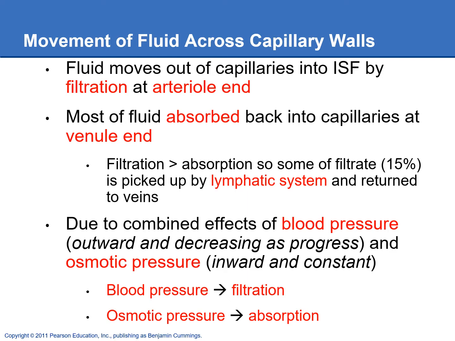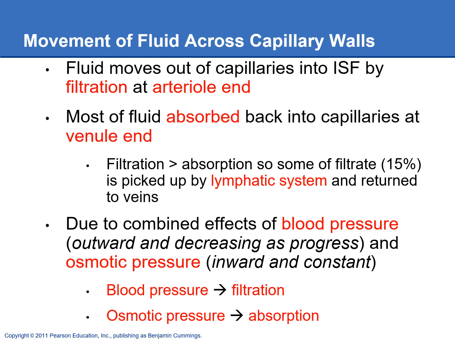So there's a couple of things that will govern how fluid is going to move across the capillary walls. At the arterial end of the capillary beds, we're going to do filtration. This is where the fluid part of the blood gets pushed out into the tissue. And then at the venule end of the capillary bed, we're going to absorb the fluid, or most of it, back into the venule to be taken back to the heart. We don't quite reabsorb all of the fluid that we filtered out. About 15% of the filtrate will be picked up by lymphatic vessels, and then those will eventually dump into the veins right near the right side of the heart.